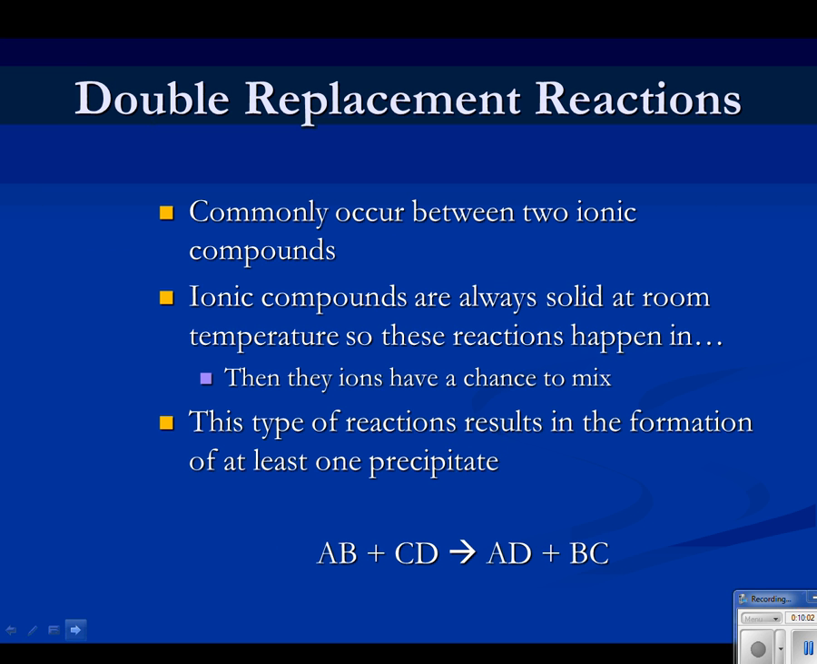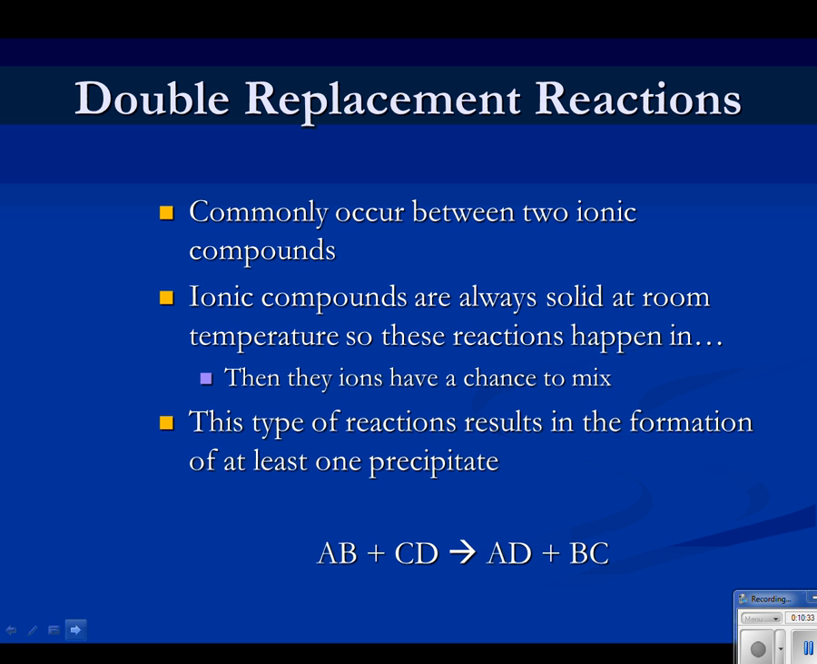And the last type of reaction that we'd have would be the double replacement reactions. This commonly occurs between two ionic compounds. Ionic compounds are always solid at room temperature, so these reactions happen in... Who could tell me what these reactions would happen in? If they're solids, where are they going to happen? The answer is when they're soluble in water, in aqueous solutions, so the ions have a chance to mix. This type of reaction results in formation of at least one precipitate.